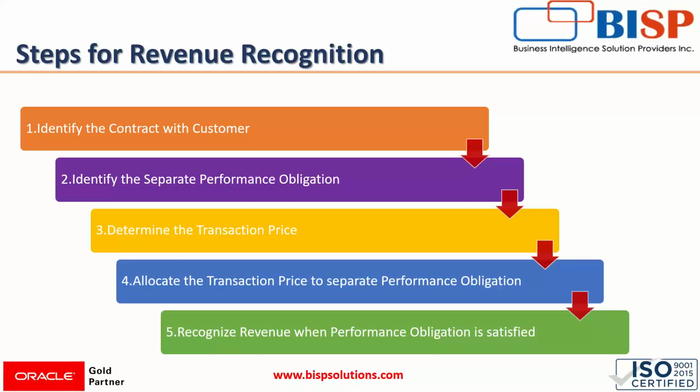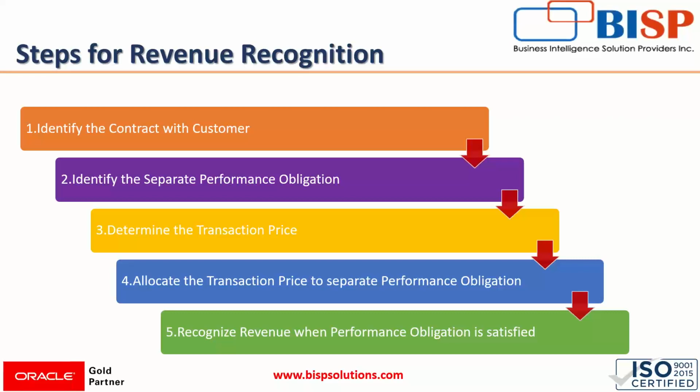The first step for recognizing revenue is to identify the contract with the customer, which means that there must be a contract between a company and a customer, and that contract can be written, oral, or implied. There must be some agreement in which both parties agree to the contract. They can identify the payment terms and the rights mentioned there. So there must be a contract. This is the basic or first requisite for recognizing revenue.